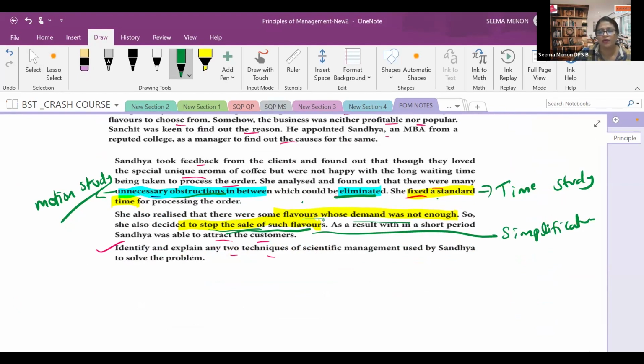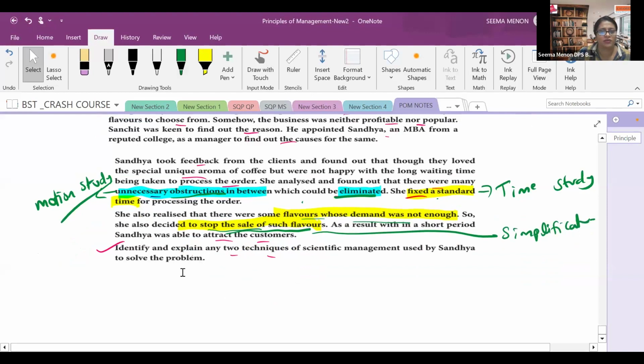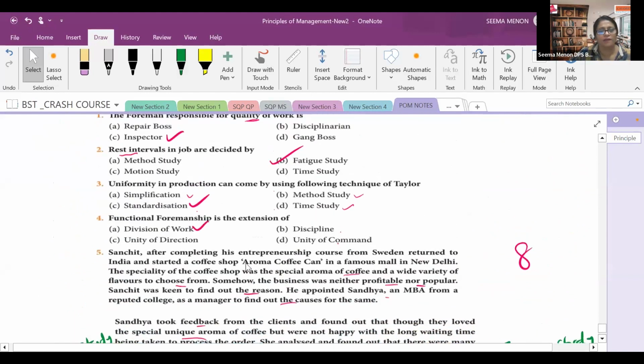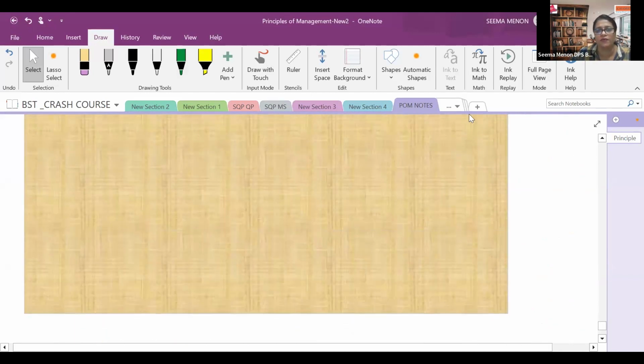I hope you are clear with this case study. Identify and explain any two techniques of scientific management used by Sandhya to solve the problem. First you identify, then you explain. Here we identified three, you can explain any two. And beyond that, we solved all the MCQs related to this type of question.